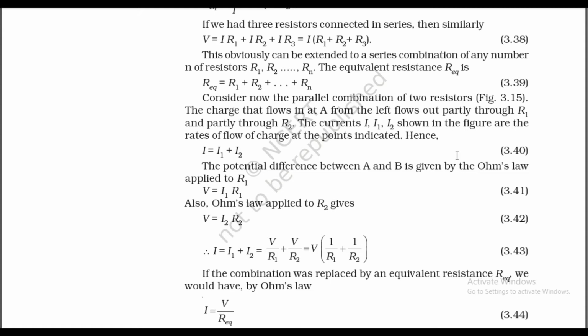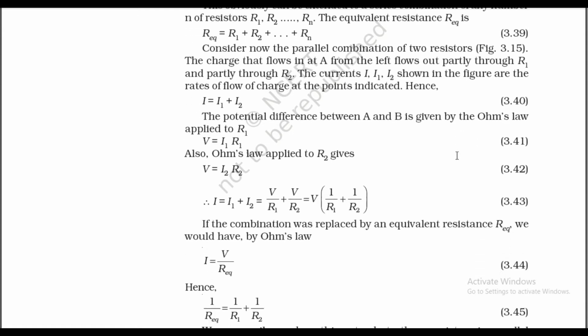Consider now the parallel combination of two resistors, Figure 3.15. Charge that flows in at A from the left flows out partly through R1 and partly through R2. The currents I1, I2 shown in the figure are the rates of flow of charge at the points indicated. Hence, I is equal to I1 plus I2.